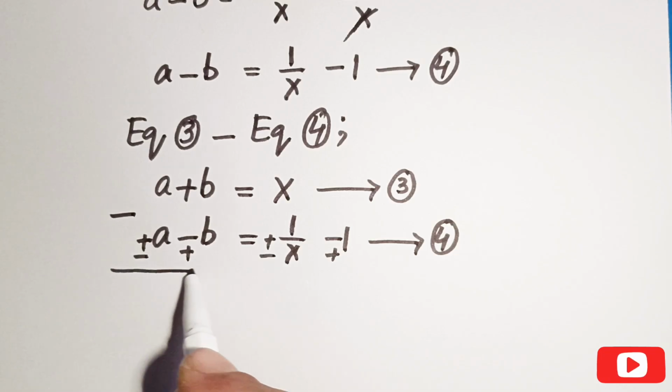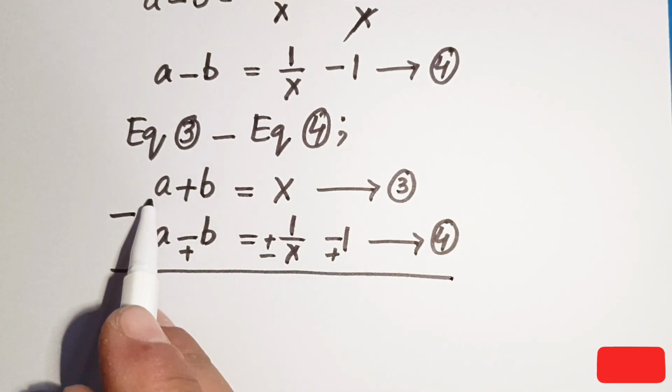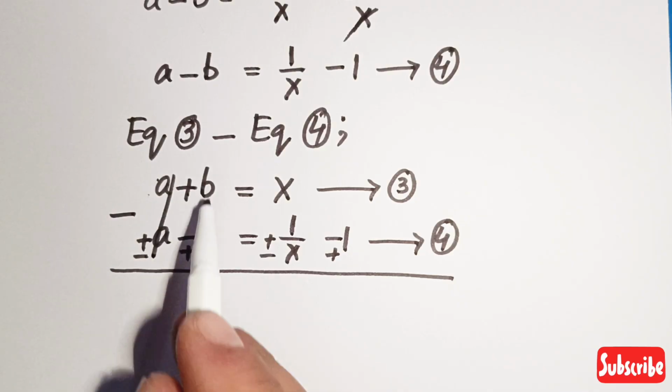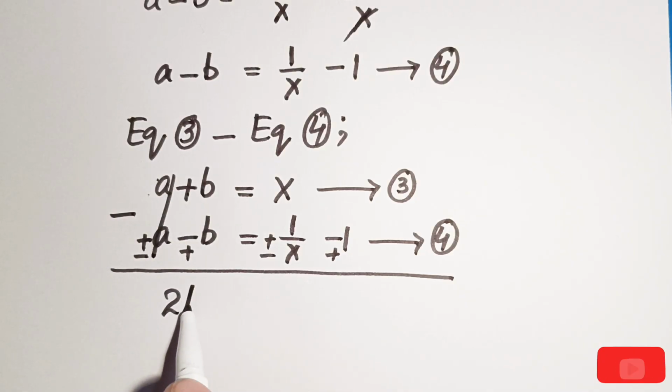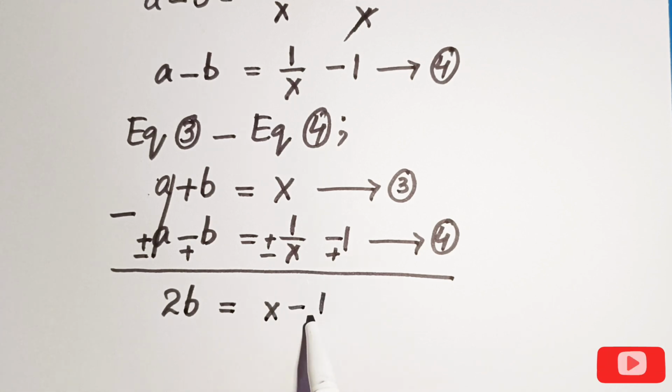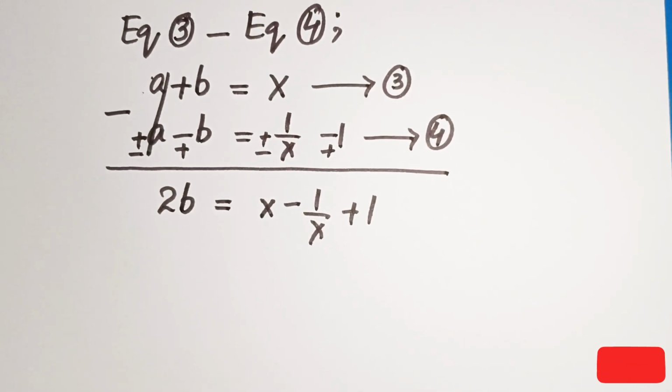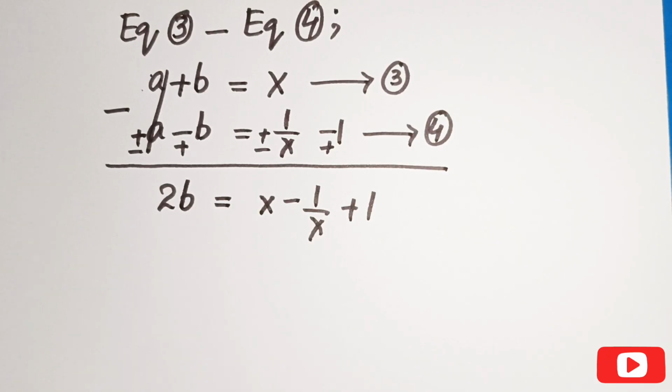Minus will be plus. So here we have plus a minus a, it will be cancelled. We have plus b, which is equal to plus 2b, that is x. Here we have minus 1 over x and plus 1. Now 2b is equal to x minus 1 over x plus 1.